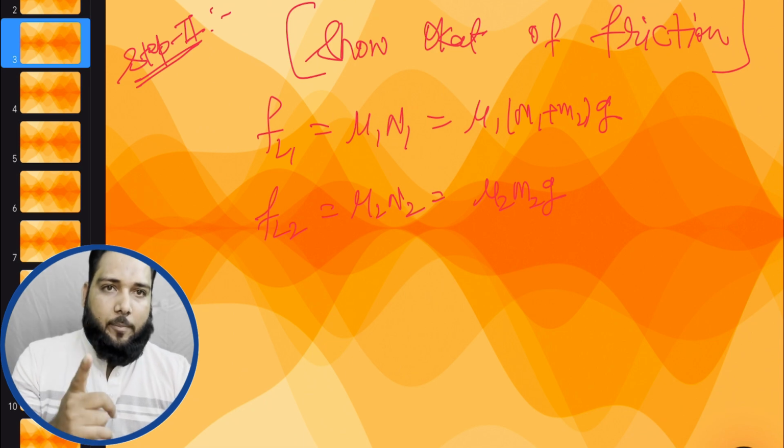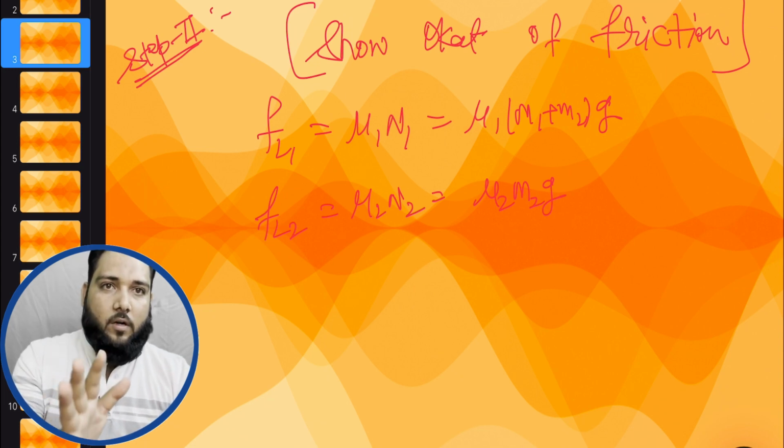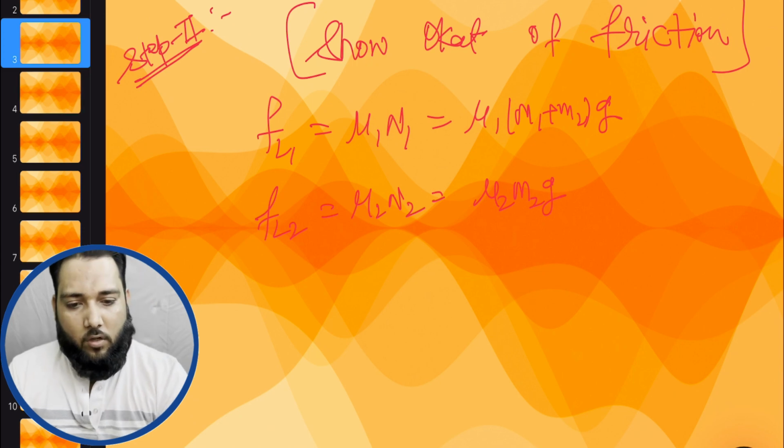Now the third step, and this is a very, very important step. Now the work of the two-block problem starts. The third step is to check the value of friction. There are two conditions.